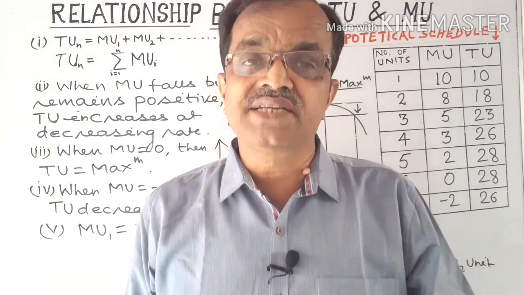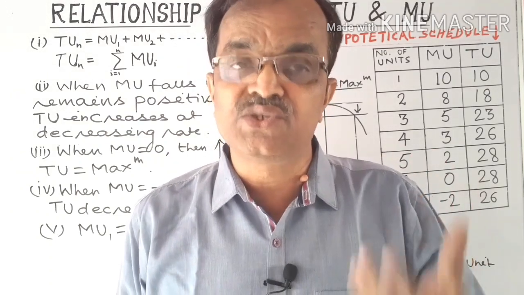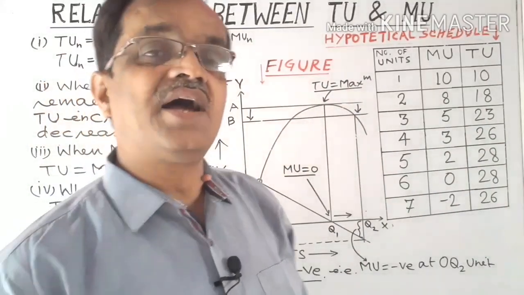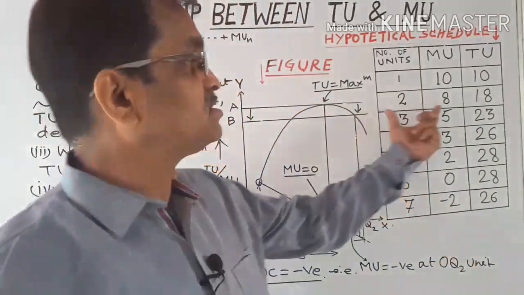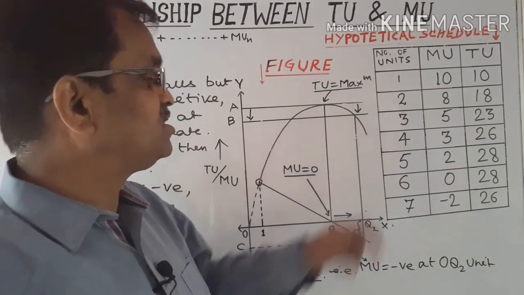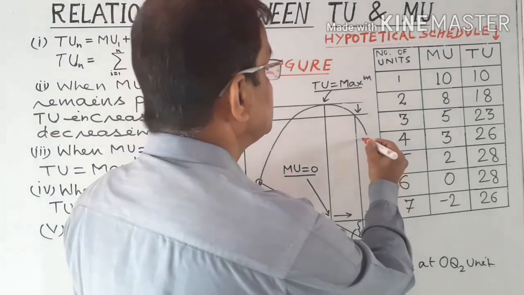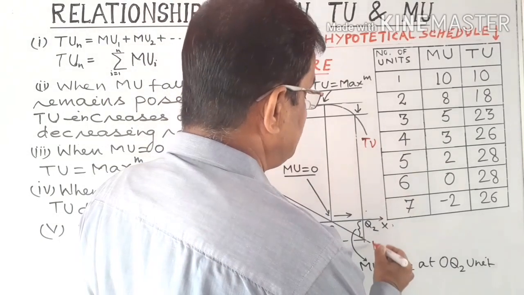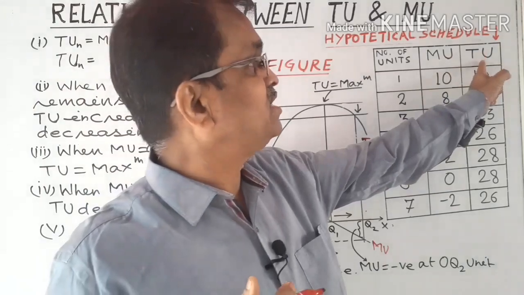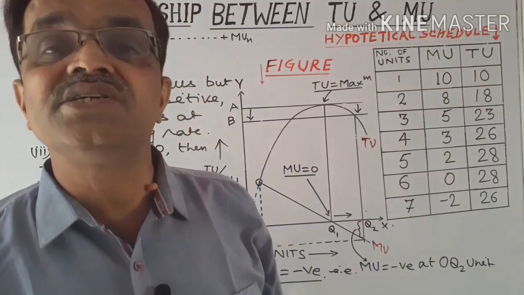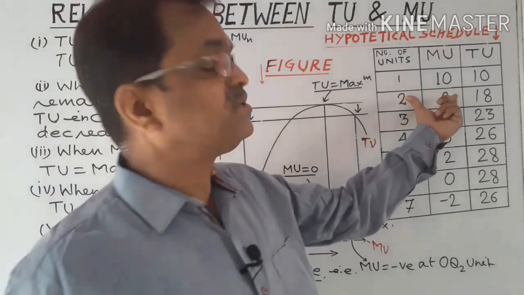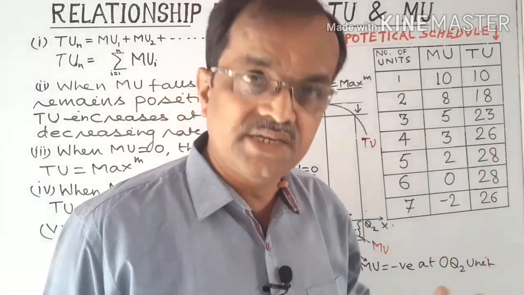Then, to understand the relationship between the two, let's have a look at the board where I have drawn a schedule as well as a figure. This is TU, total utility, and that is the MU, marginal utility curve. And there is a schedule of MU and TU, and this is the number of units consumed. What is the observation from this schedule? First, go through the schedule.